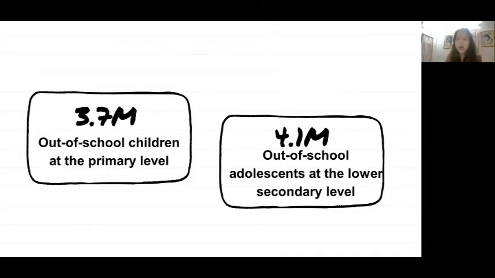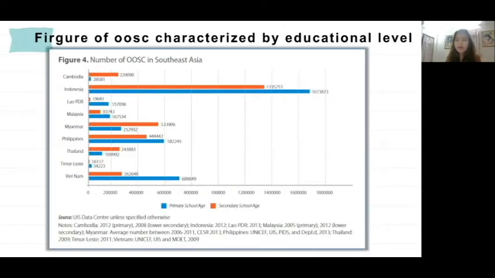And some of the statistics we may know: first, 3.7 million is the number of out of school children at primary level, and 4.1 million is the number of out of school children of lower secondary age in the ASEAN community. Here I provide you with a chart about the numbers of out of school children in Southeast Asia. This chart refers to primary school age and secondary school age. We can see here that the numbers of out of school children of primary school age tend to be higher than of secondary school age, except for some countries, firstly Thailand here, Cambodia, and Myanmar.